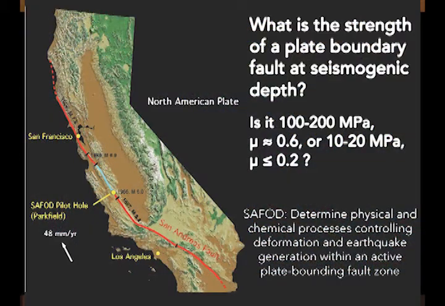So then, drilling into the San Andreas. The San Andreas Fault Observatory at Depth: the idea was let's go down there and get some rocks from the fault zone and figure out what their properties are. And the questions were really fundamental. What's the strength of a plate boundary fault? Is it really strong with high friction, or is it weak? And what causes that weakness? Because we were worried that it was weak.